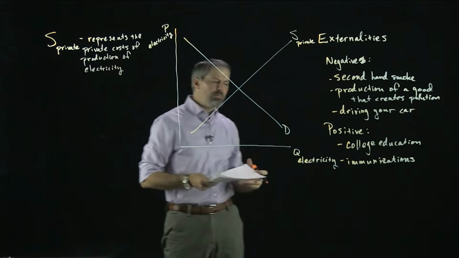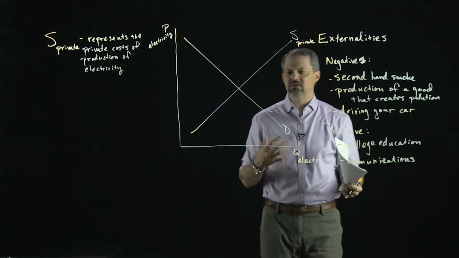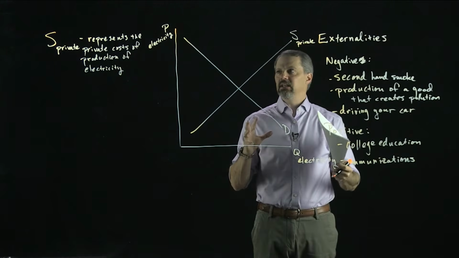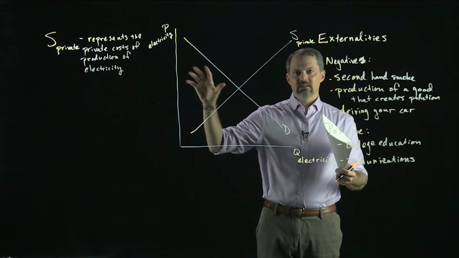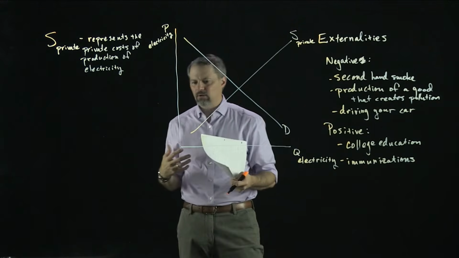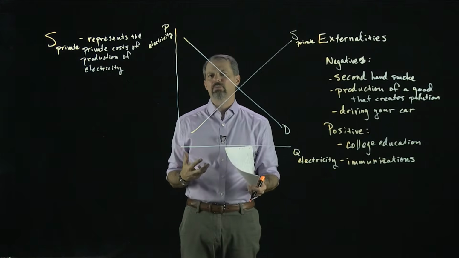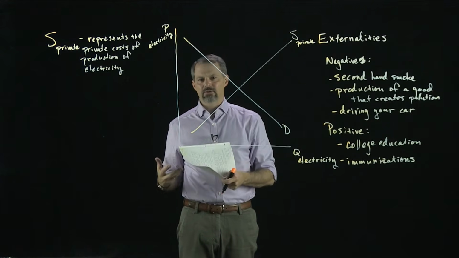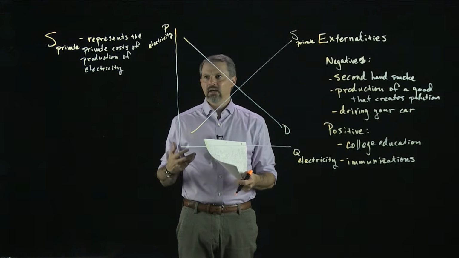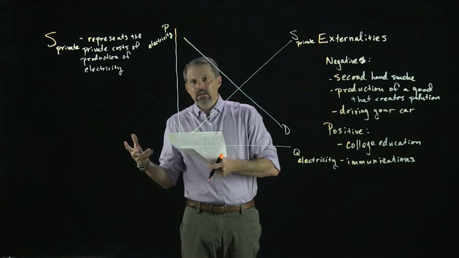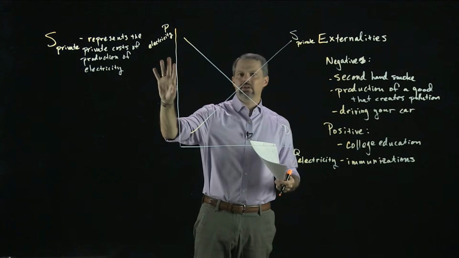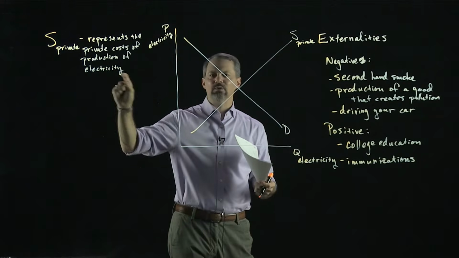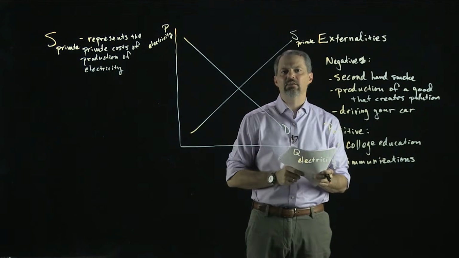Now, what we mean by that is that it represents the cost that the electrical utility faces. The utility is going to have costs associated with production of the electricity that it generates, and they would respond. They would maximize their profit by looking where marginal revenue equals marginal cost, but they're only going to respond to the costs that they themselves bear.